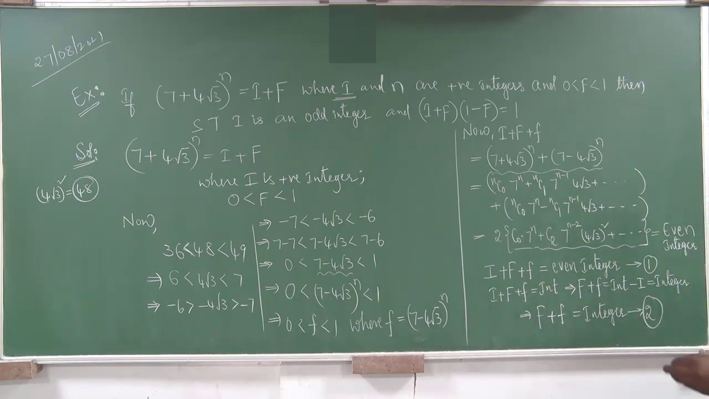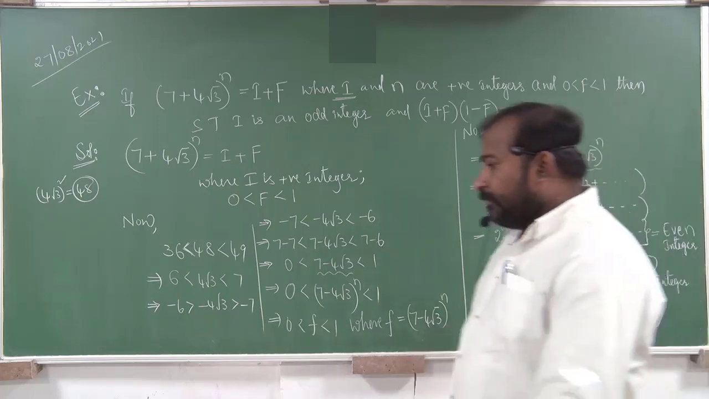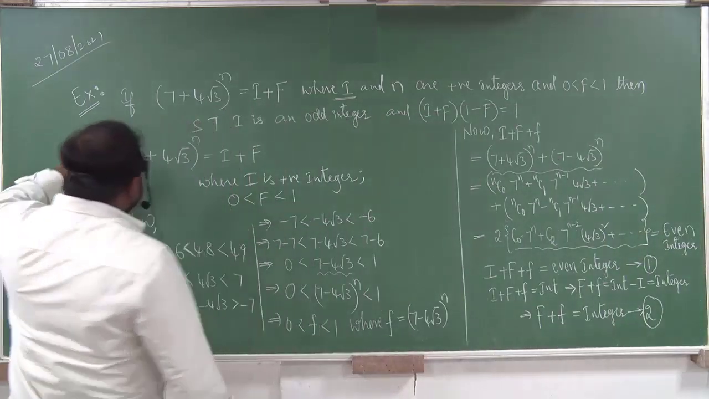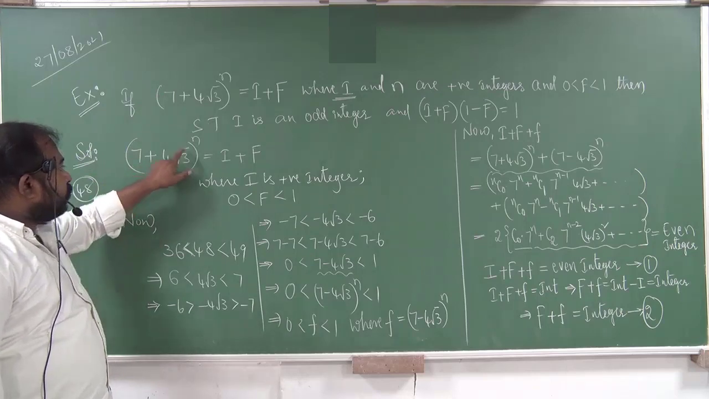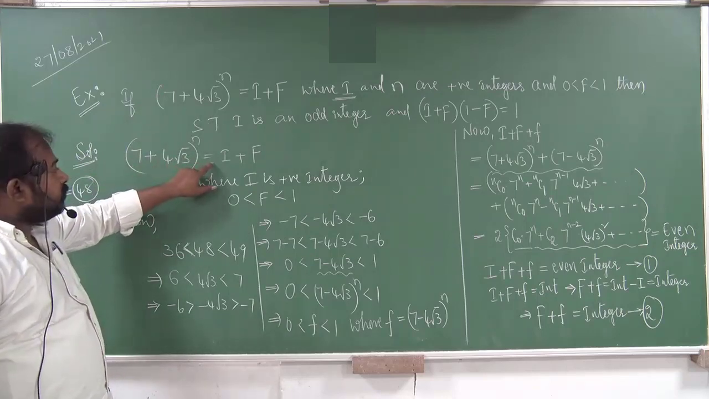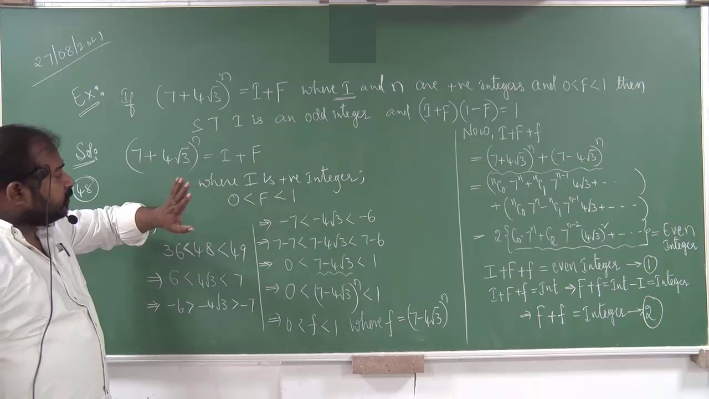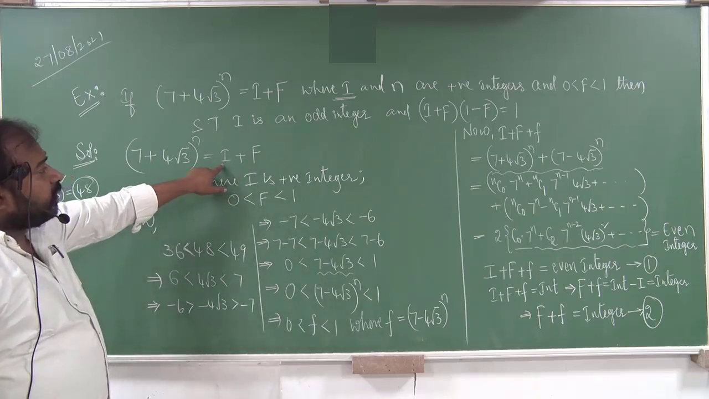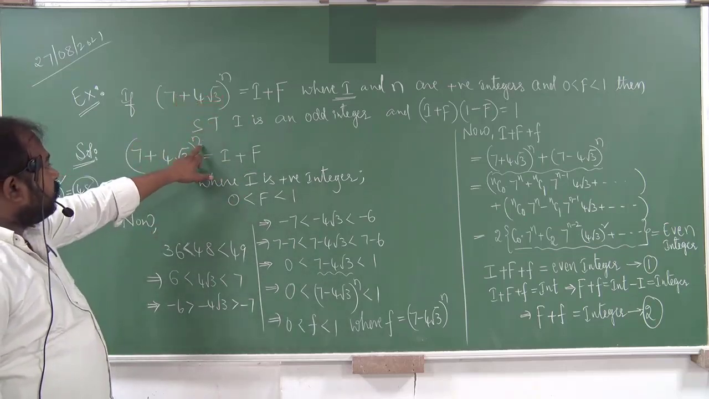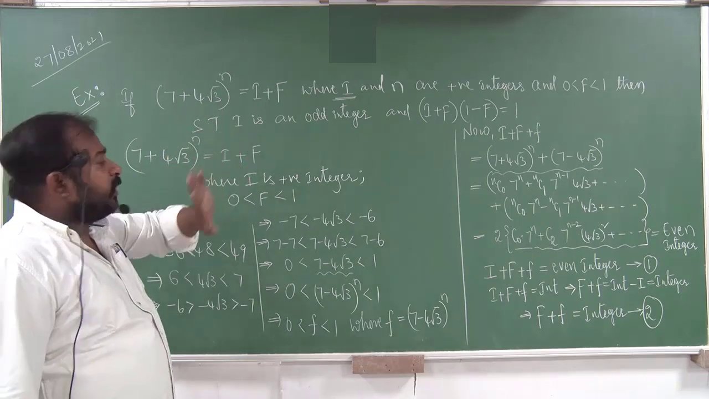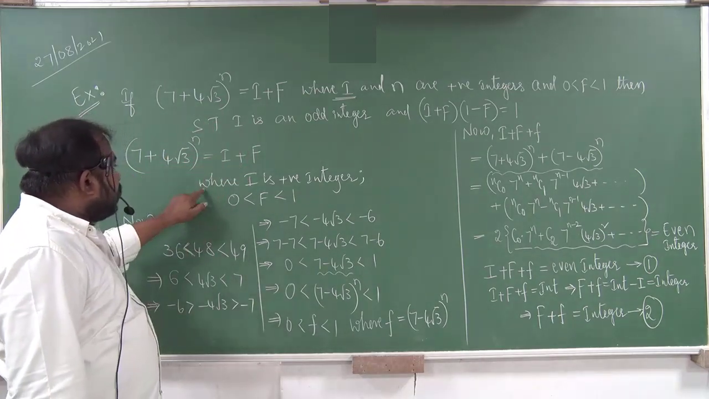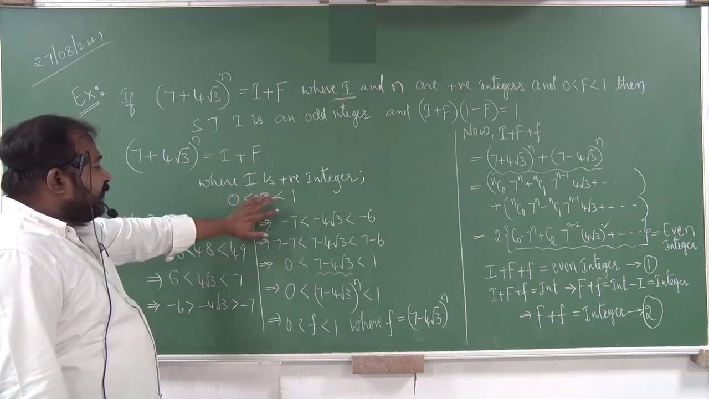Got it? Now once again I will explain more. Here is the data they given: (7 plus 4 root 3) whole power n is equal to I plus f. According to the data, I is a positive integer value, n is a positive integer value, and capital F will lie between 0 and 1. That is they given already, where I is a positive integer.